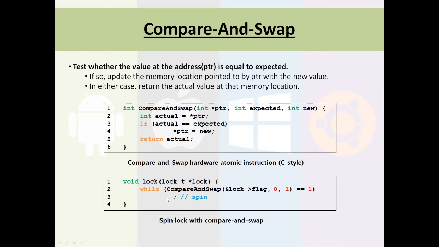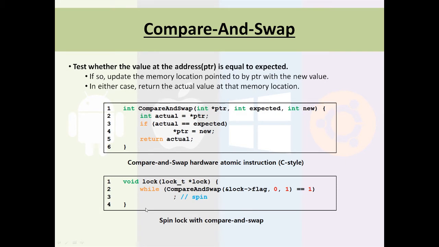So what does this mean? If the actual value was 0 and we expected it to be 0, meaning we expected the lock to be available and not held so that we could acquire it, then we acquire it by changing the pointer value to equal 1, which we do here, and we return 0, indicating false, so we can exit this function. That's how we acquire our lock.